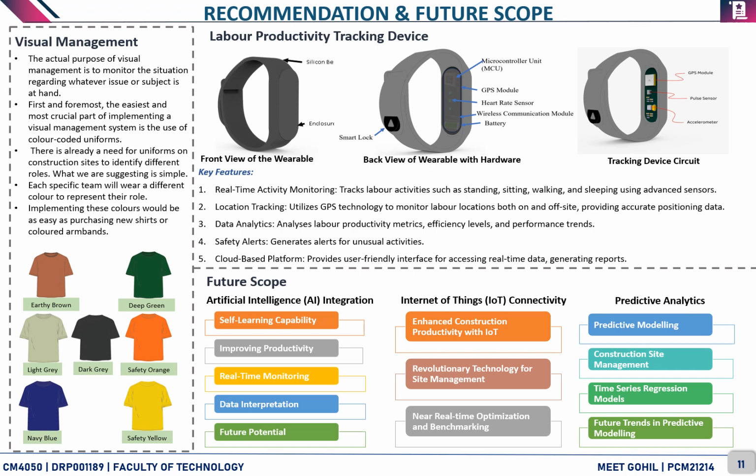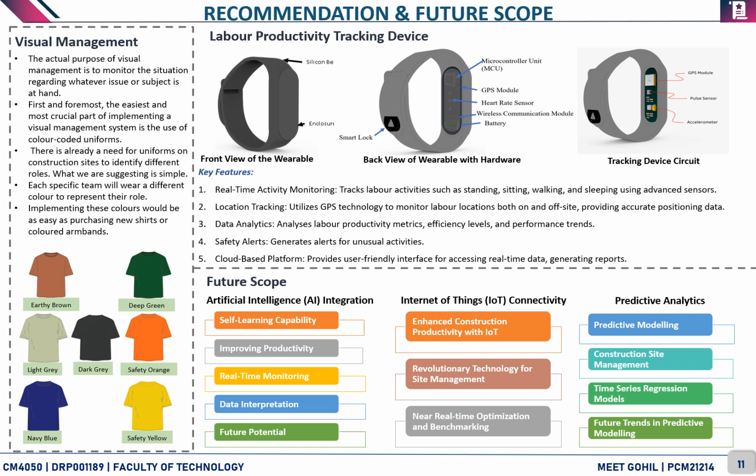What we are suggesting is simple. Each specific team will wear a different color to represent their role. For example, all workers wearing white helmets could represent the general workforce, while all spotters wear orange, etc. Implementation of these colors would be as easy as purchasing new t-shirts and color armbands.